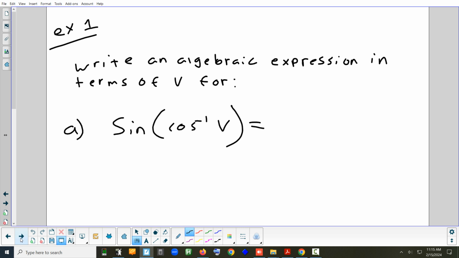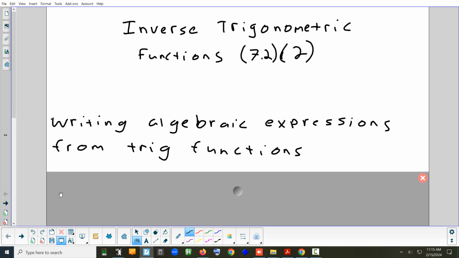So algebra means it doesn't have any sines, cosines, tangents, secants, cosecants. That's trig. Okay. A formula in algebra can have square roots, squaring, adding, subtracting, multiplying, dividing. It can have anything like that. But it can't have trig functions. So I'm going to show you how you take that and you can get rid of the trig. Okay, so this is basically called writing an algebraic expression from something that had trig.